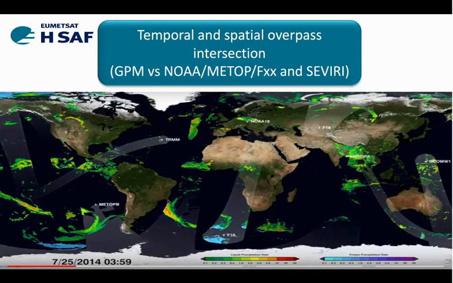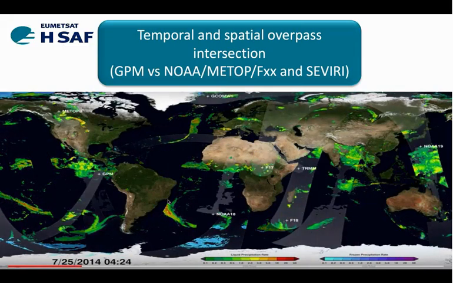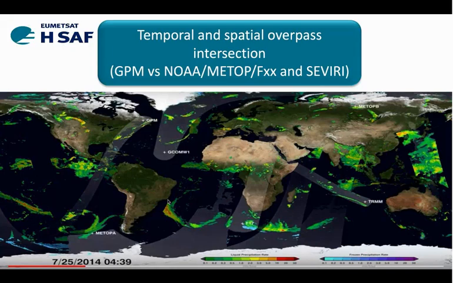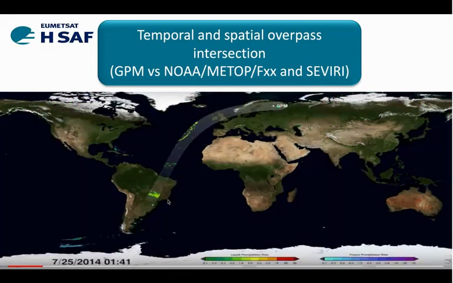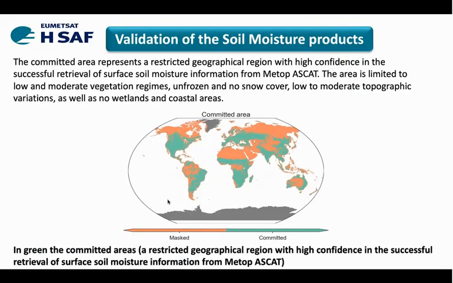This is an example of how difficult it is to find the area where we can really have both data, so GPM data and HSAF products, because we need an overlapping of these satellite passages. Also about this you will have a presentation in the next days.